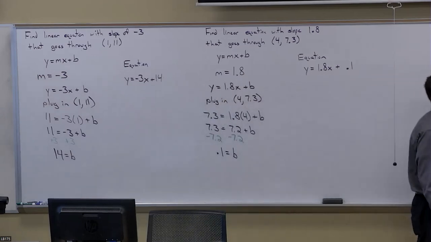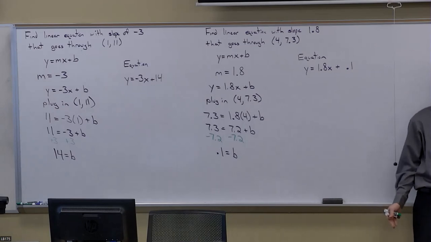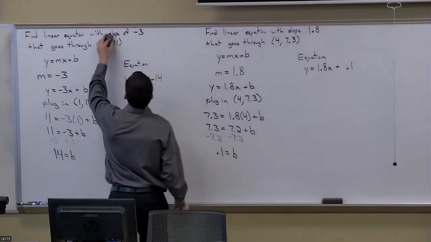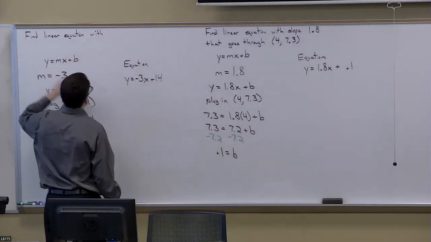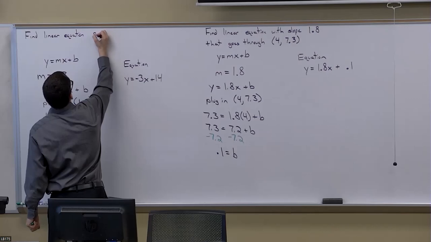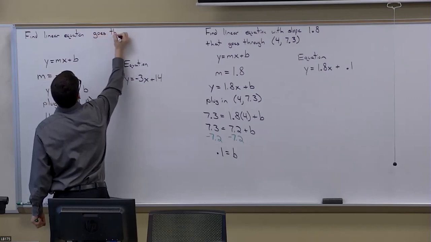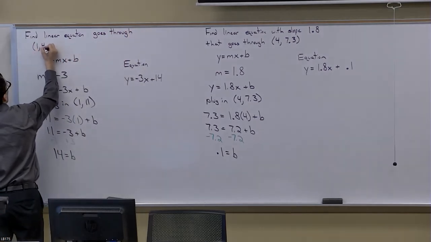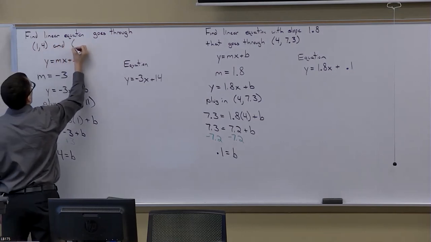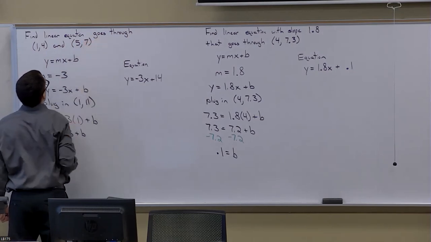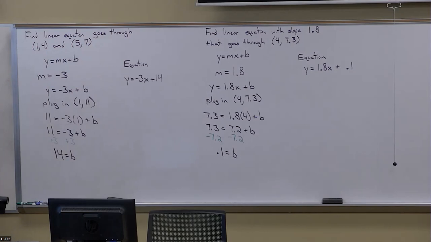Now, we just got done doing slope between 2 points. So let's use that as well. We're going to find the linear equation that goes through 2 points. In this case, let's say the point (1, 4) and the point (5, 7).